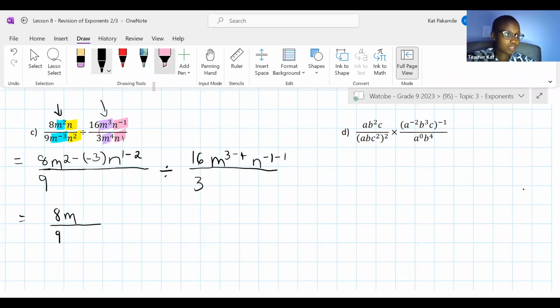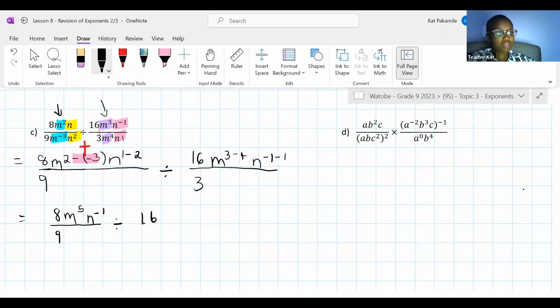Let's talk about what happens here. A minus and a minus make a positive. So it's going to be m to the power of 2 plus 3, which is 5, and n to the power of 1 minus 2, which is negative 1. It's already looking better, né? In my opinion, it is.